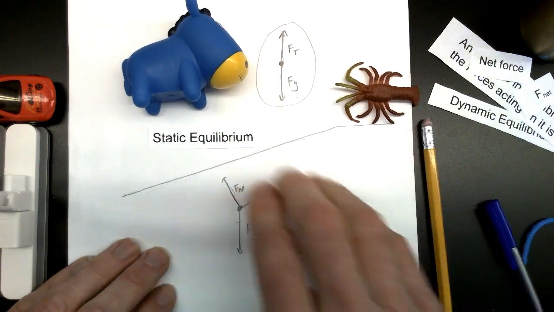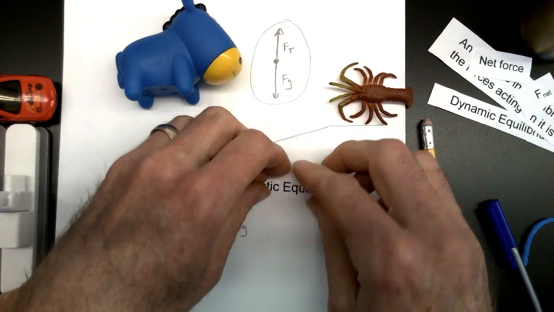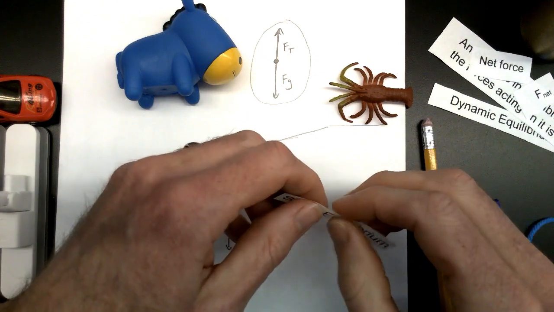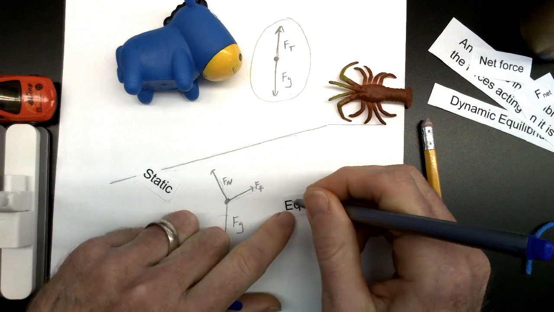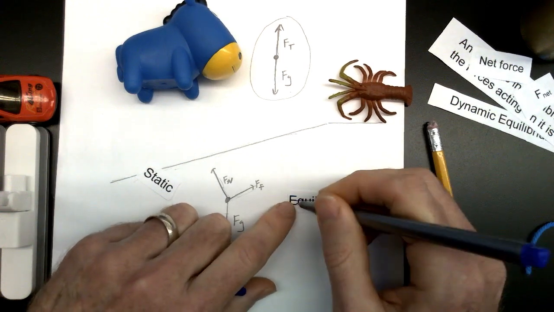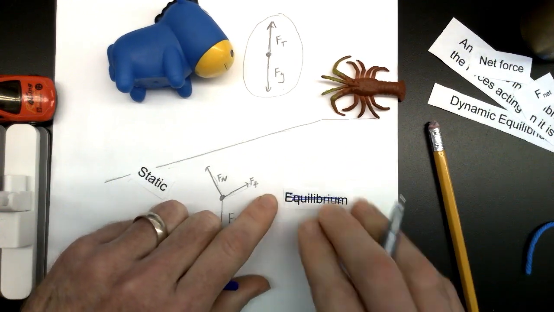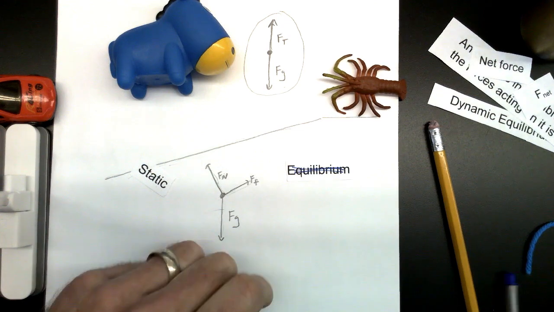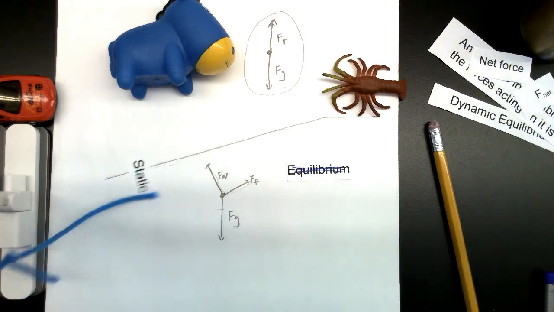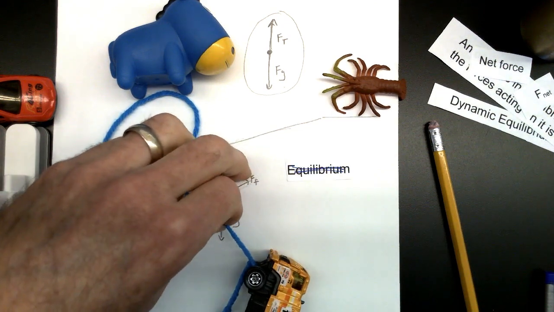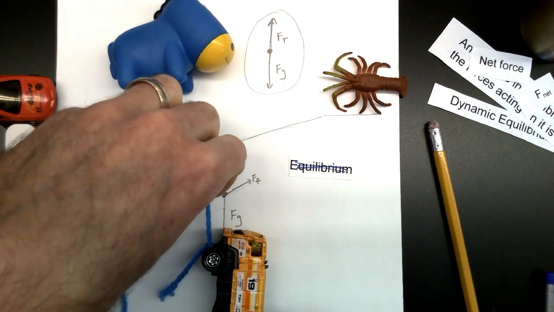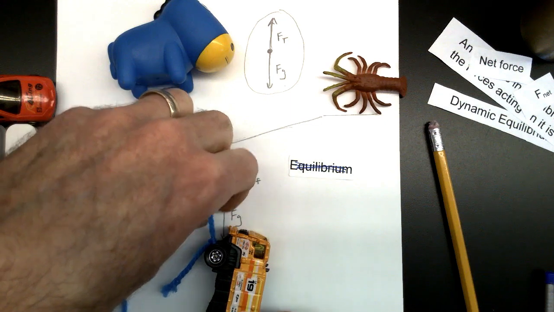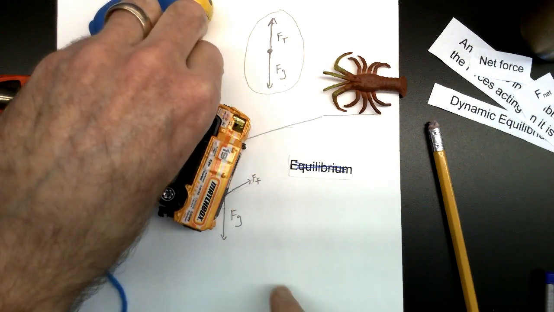Okay, let's do a situation where we have not equilibrium. So I'm going to say a not equilibrium situation, crossing equilibrium out. Let's go back to the truck on the rope. Let's say this time that the truck is being pulled up, but we're actually accelerating the truck in the upward direction. So we have a net force that's going in the positive direction right here. We're going to be accelerating it up.